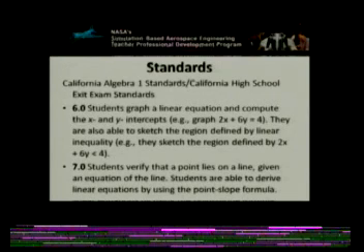Now, we've got an awful lot of standards that really fit here. In California, we're always focusing on the California Algebra 1 standards and what's going to be important for the high school exit exam, the CAHSEE. Specifically, if we're graphing lines and writing equations, we're going to be focusing on these 2 standards, one of which is graphing lines and one of which is writing equations.